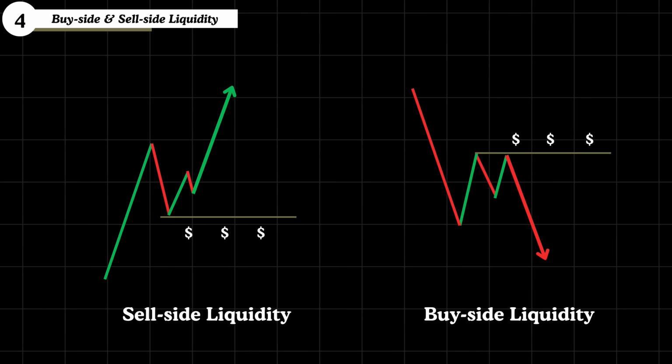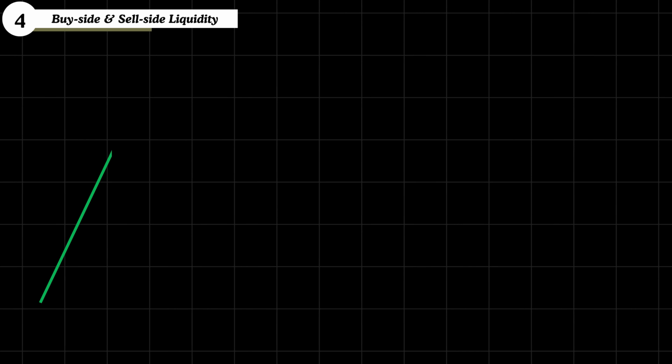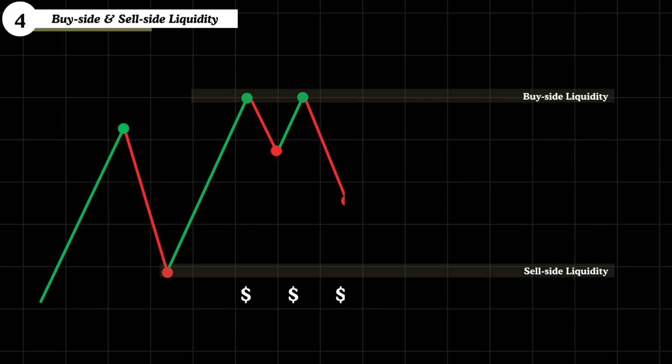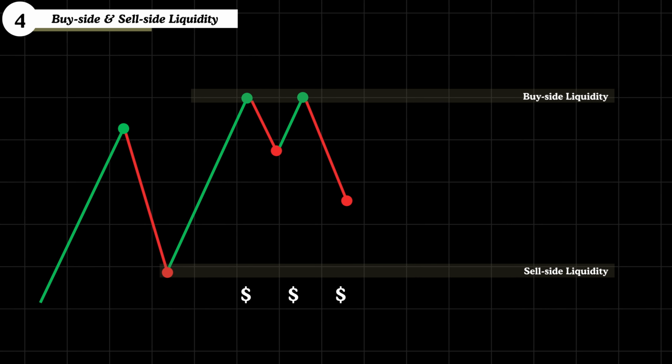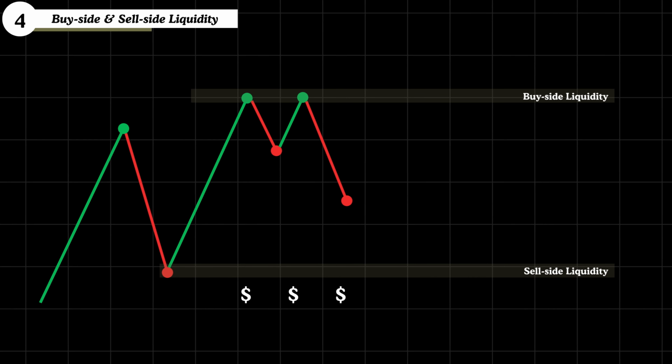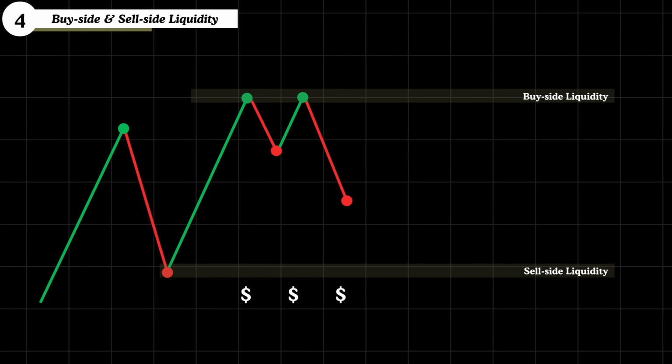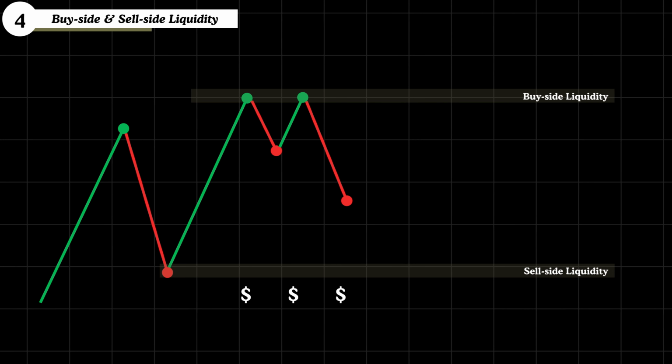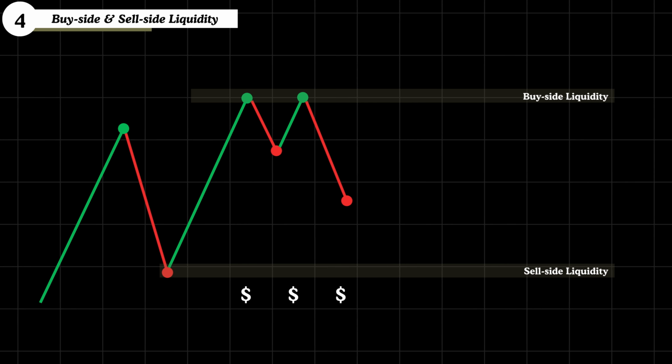So, what typically unfolds at these levels? Institutional participants, often called smart money, frequently aim for these liquidity zones. For instance, if smart money intends to purchase an asset, they'll need a large volume of sellers in the market to absorb their buy orders. So where do they locate those sellers?